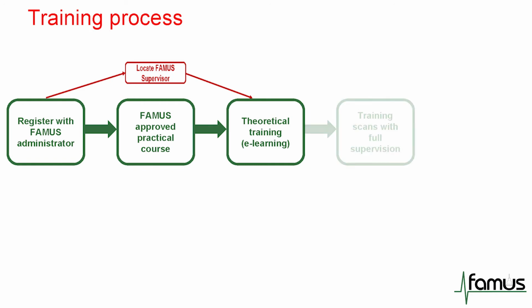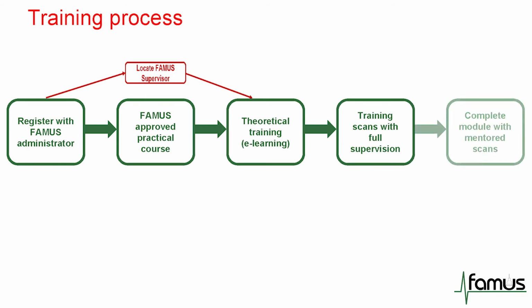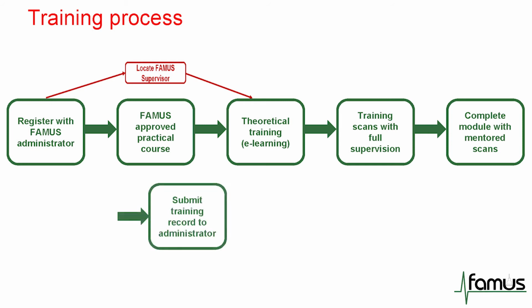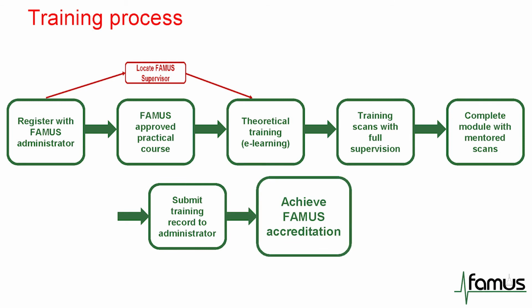Once that's all happened, you'll undertake the training scans with full supervision, and then move on to mentored scans. And when you've completed the requisite number of scans, you can get your modules signed off, and finally submit your training record to the FAMUS administrator. This is only 1 bit of paper that you need to send off to the administrator to finish the training process. The rest of the logbook and training scans are all held locally with you. And finally, once you've done that, you'll achieve accreditation and get a certificate and be added onto the database.